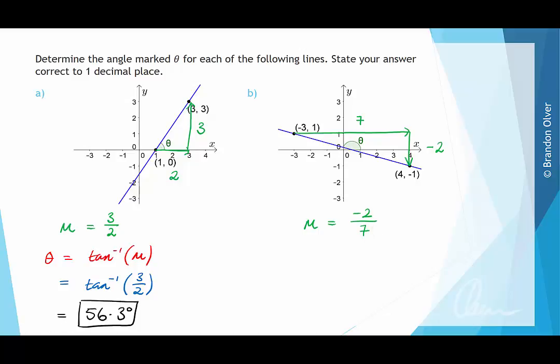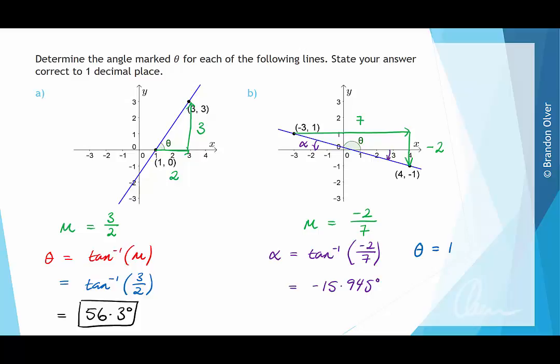So because we have a negative gradient, we're actually going to find the angle in here, which we'll call alpha, when we do our calculation. So we're going to say that alpha is equal to tan inverse of the gradient, negative 2 divided by 7. And if you put that in a calculator, you find that that is equal to negative 15.945 degrees. So that angle there is actually that angle, but they are vertically opposite, so they're the same angle.